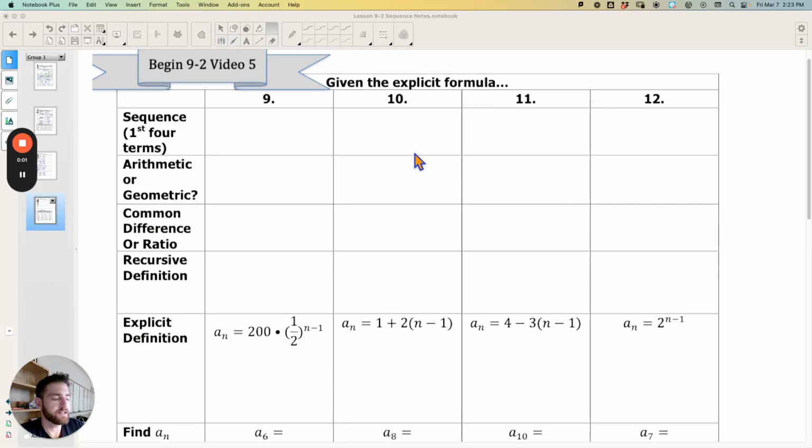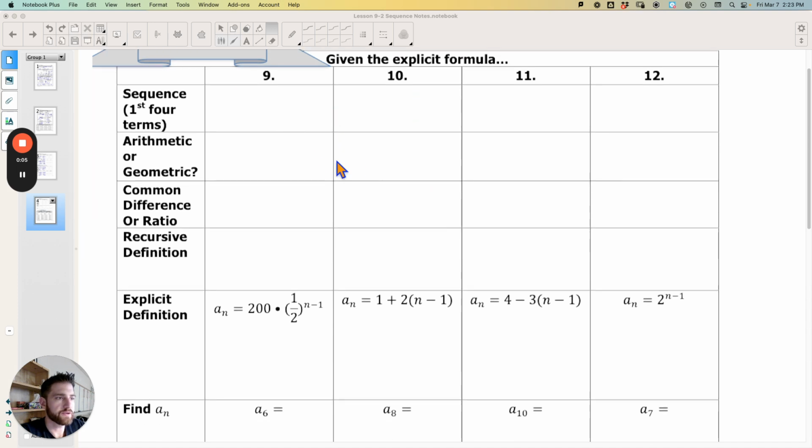Alright, welcome to 9-2 video 5. On these examples, I'll do these first two and then I'll let you try these two on your own. And you can check your answer with my key.